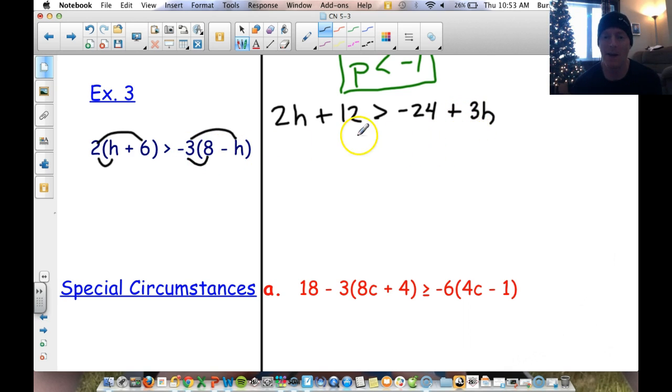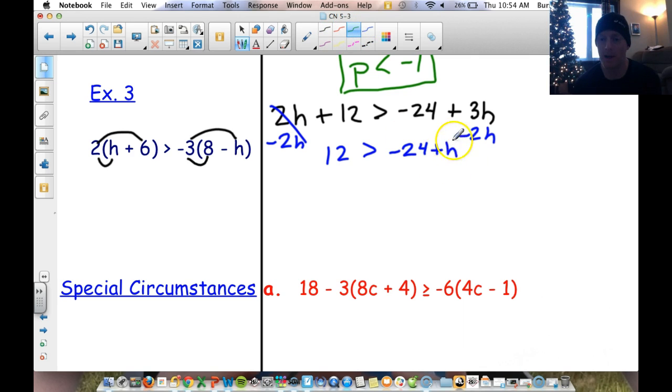Now I want all of my h's to be on one side, so to keep things positive, because I like things to be positive all the time, I'm going to move the smaller number to the larger number side. So minus 2h from both sides, and I'm left with 12 is greater than negative 24 plus h, and that's just 1h plus an h.